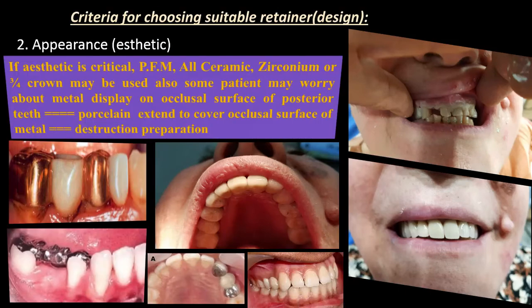appearance طبعا appearance the aesthetic is very critical when we compare different type of restoration. The porcelain fused to metal, all ceramics, zirconium or 3/4 may be used. Also some patient may worry about with a metal display. يعني هذه كلهم طبعا الزرقون السيراميك porcelain fused to metal ممكن يعطينا aesthetic لأن كل واحد الاستيك مالته يختلف عن الثاني. porcelain fused لأنه كميتال راح يعطينا الترانسلوسنسي أقل مما من الأول سيراميك أو الزرقونيوم.